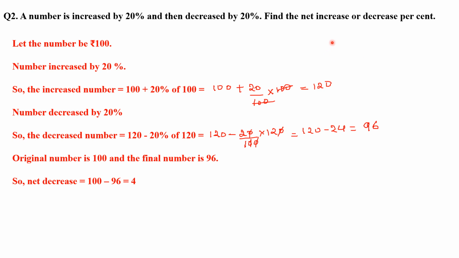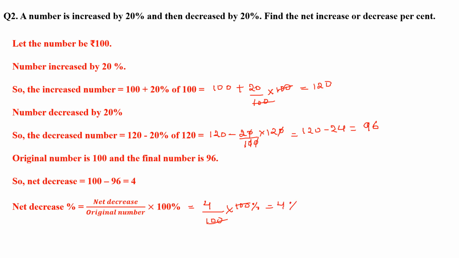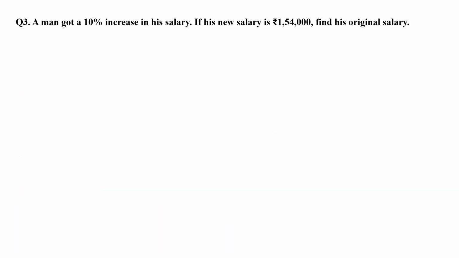Now the question says you have to find the decrease percent also. The decrease percent you can find using the formula: percentage will be net decrease divided by original number multiplied by 100%. The decrease in the amount was 4 and the original number was 100, multiplied by 100%. If you reduce it, it will become 4%. So the net decrease percent is 4%.